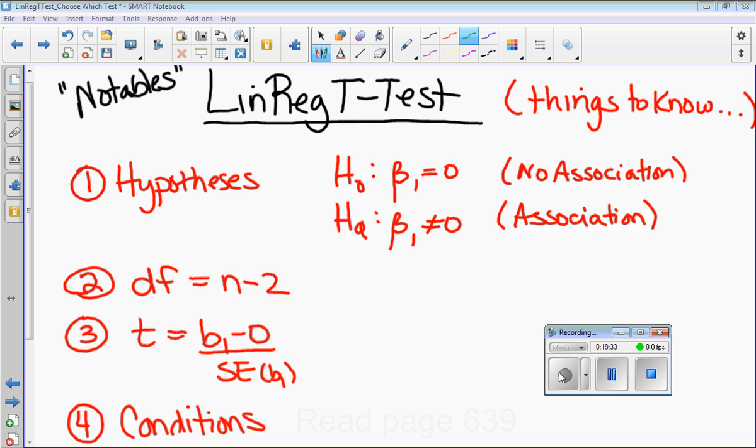One, we've already decided what kind of data it is: quantitative data, and you have to have how many variables? 2 variables, right? It's bivariate. Your hypotheses are always written this way because the slope is either going to be 0 or it's not going to be 0. We're not going to say greater than or less than. We're just going to say it's not 0. So it's a two-tailed test.